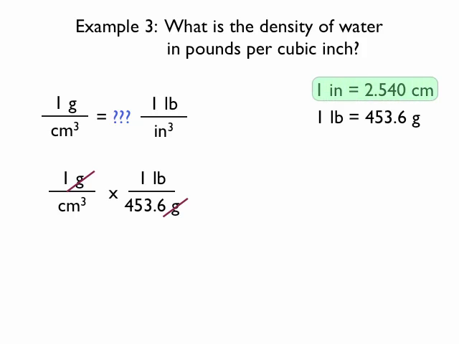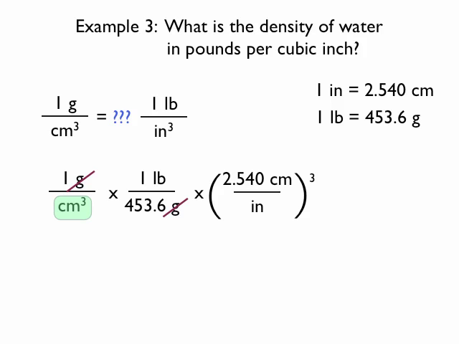Next, we use our other conversion. We notice that centimeters must go on the top to cancel out the centimeters that are in the denominator here, so we put it in the form 2.540 centimeters per inch. We must cube this conversion since we're converting from cubic centimeters to cubic inches. We distribute the cube. The cubic centimeters cancel. And our final answer will have the units we want of pounds per cubic inch.